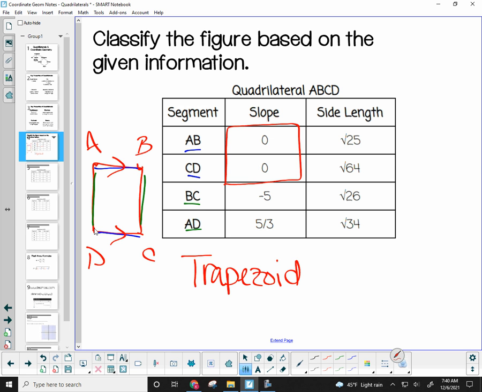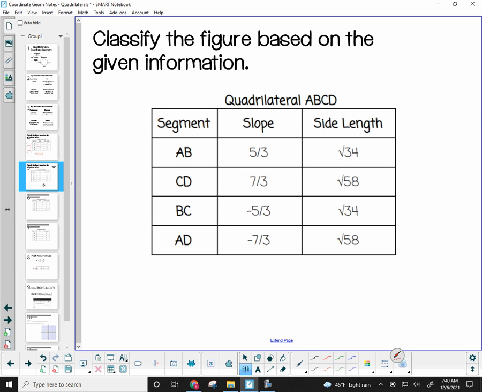All right, so let's do it again. Let's follow that process again. Let's look at opposite sides, AB and CD. If you need to, sketch yourself a little picture. AB and CD, are the slopes the same? Do we have any sets of parallel lines? We do not have any parallel lines this time, right?